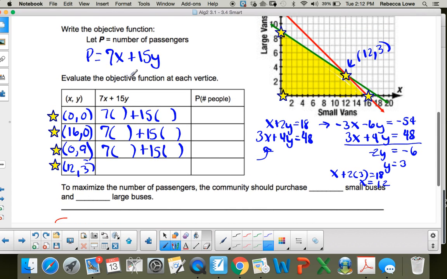So now you evaluate the objective function at each vertex. We're simply going to put in the corner points for each one, and we're going to figure out the number of people each combination can hold. Obviously, if you have 0 buses, you're going to be able to hold 0 people. For the second vertex, (16, 0), they would be able to hold 112. For the third vertex, (0, 9), that would be 135.